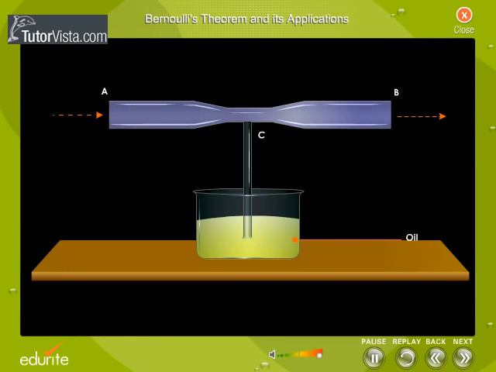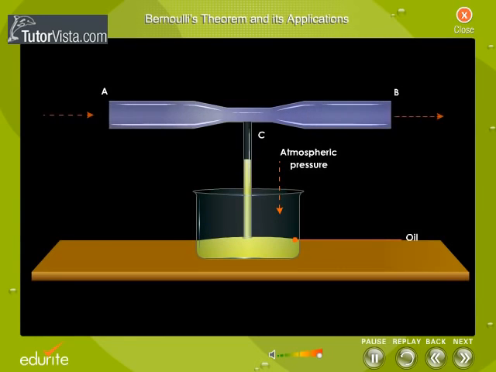Observe the movement of water when it is flowing from A to B. At the narrow end C, the velocity of the water increases and hence the pressure at that point decreases below the atmospheric pressure. Due to the difference in pressure, the oil rises into the vertical tube.